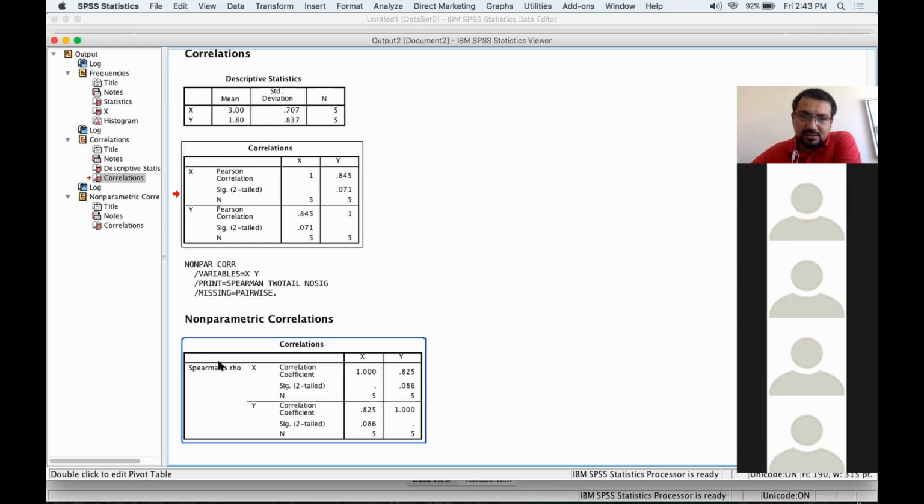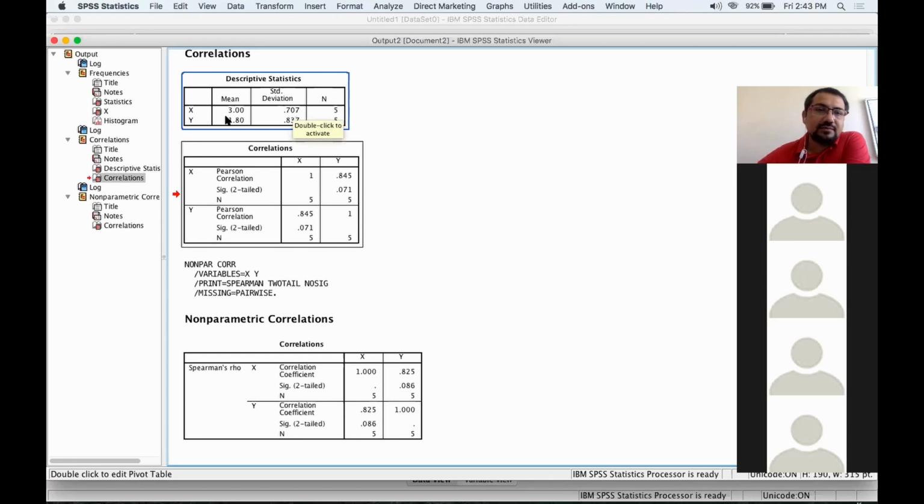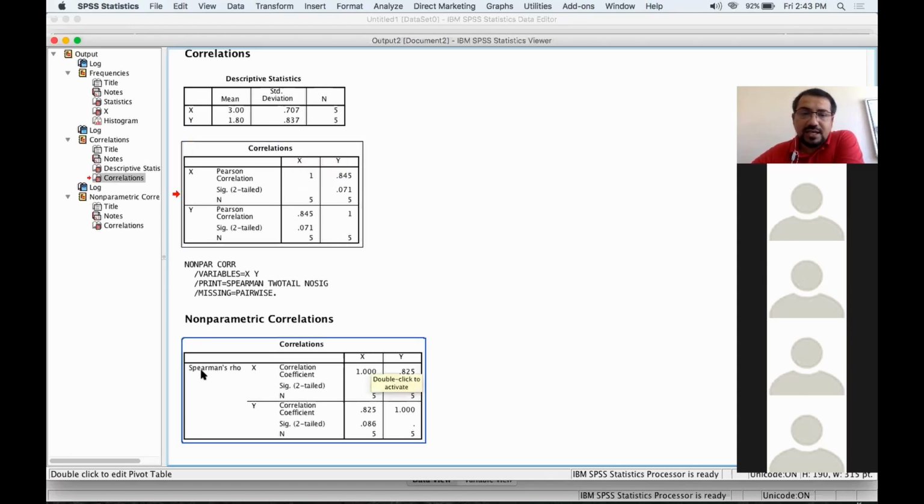And this is actually Spearman. Because we did the Pearson correlation, our answer was 0.84, and here it is also 0.84. The total number of observations is 5. The mean of X is 3, standard deviation is 0.7. Y mean is 0.1, standard deviation is 0.8. Pearson correlation is 0.84, and Spearman correlation is 0.825.